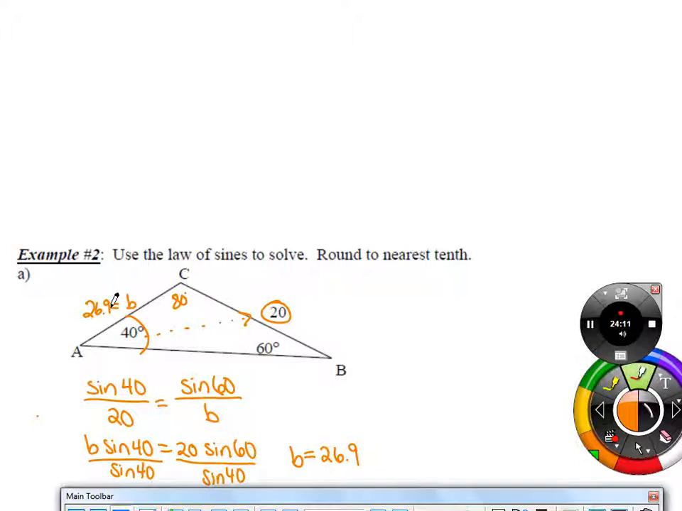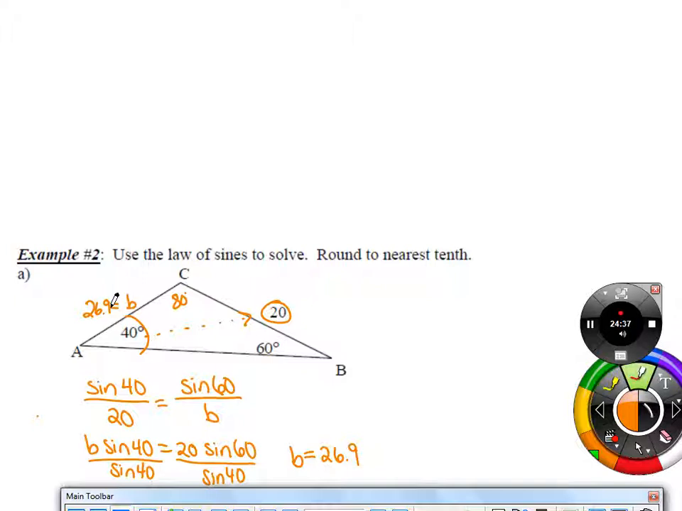26.9 is bigger than 20, but it's also across from a bigger angle than 20 was, so that seems to make sense. When they say use the law of sines to solve, does that mean they just want this side or everything else in the triangle, even if you don't use it? On your test, it will say solve the triangle, and I won't tell you whether you use the law of sines or the law of cosines. Right now, this is the only thing we've learned without a right triangle. So it's going to be a problem where I have a triangle.